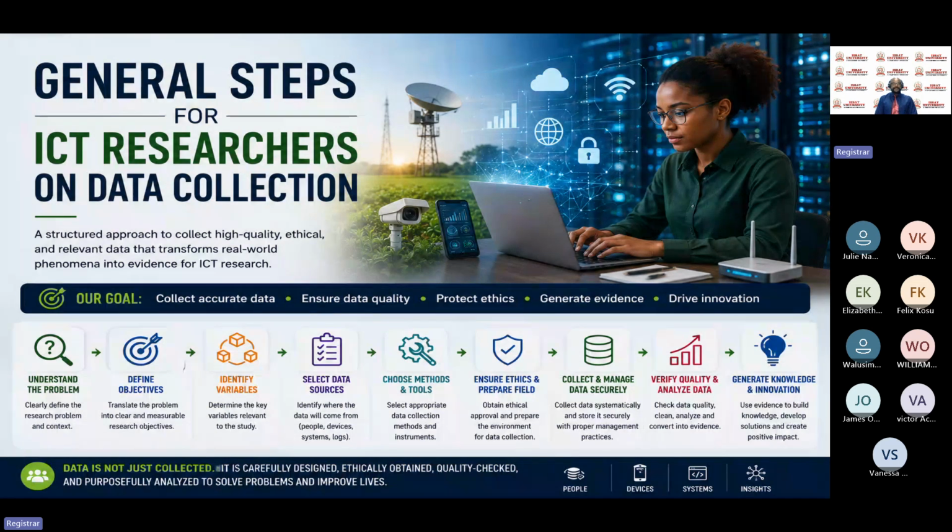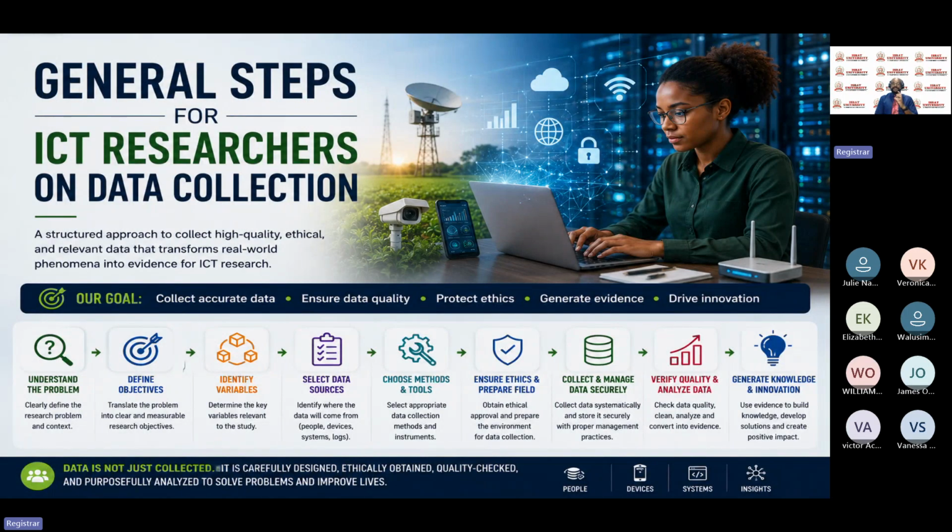So to sum up on this board, data is not just collected. It is carefully designed, ethically obtained, with quality and purposefully analyzed to solve real life problems. So in ICT research, we have four things: people, devices, systems, and insights. Today we are going to see quickly how we can work with data collection in ICT research.